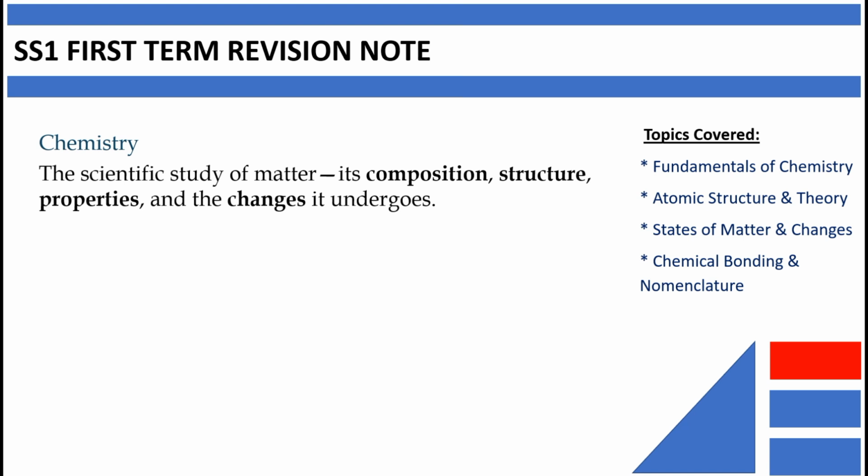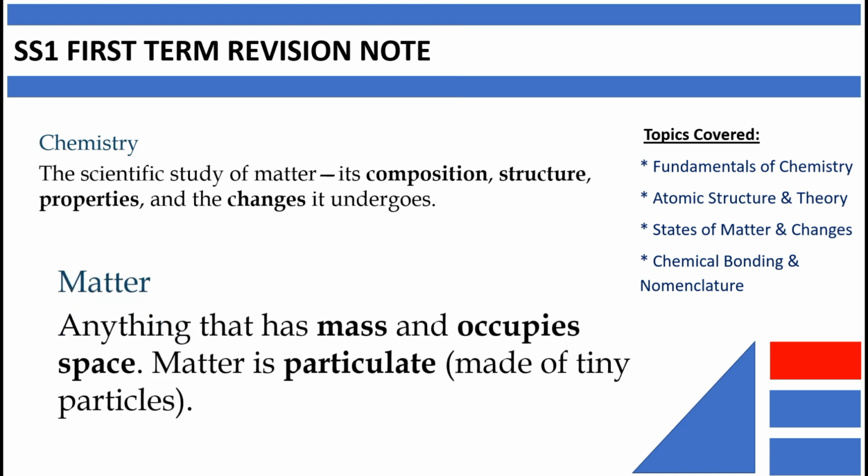If you look at the definition of chemistry, we made use of the word matter. And when we say matter, we're actually looking at that thing that has mass and can occupy space. And anything that has mass and can occupy space is said to be matter. That means that your pen, your book, your table, your chair, including you, which has mass and can occupy space, is said to be matter.